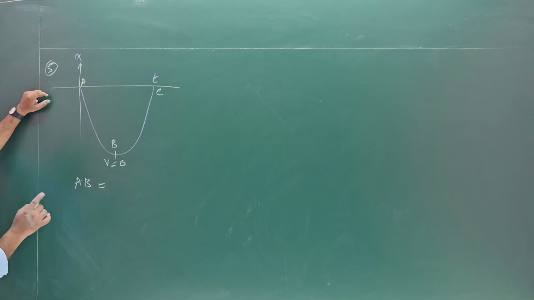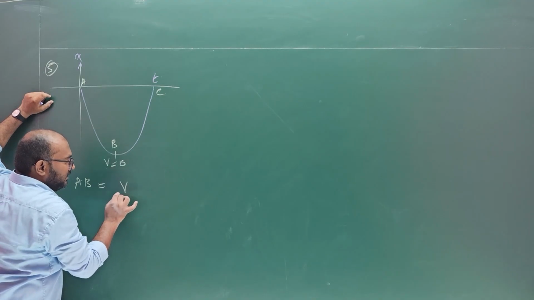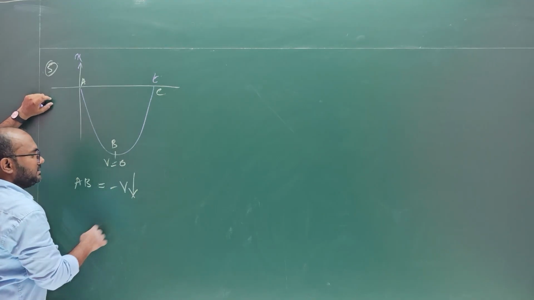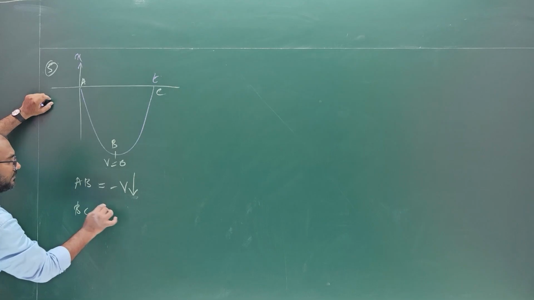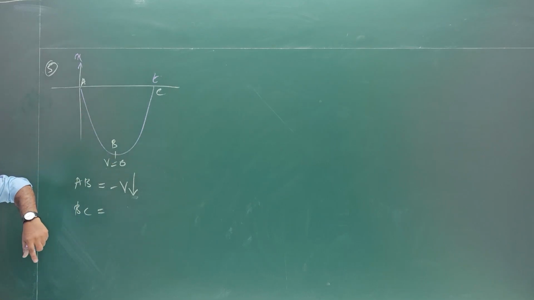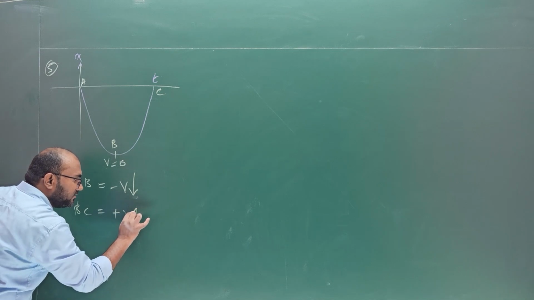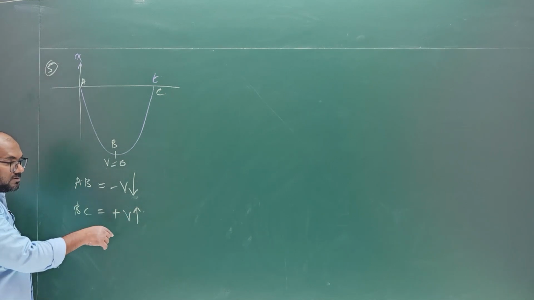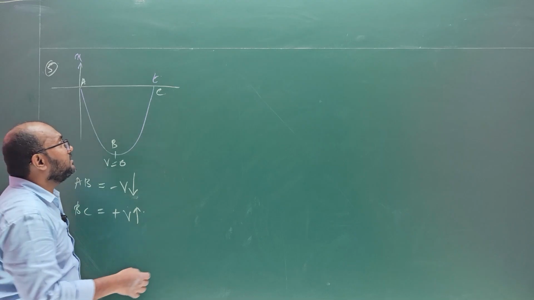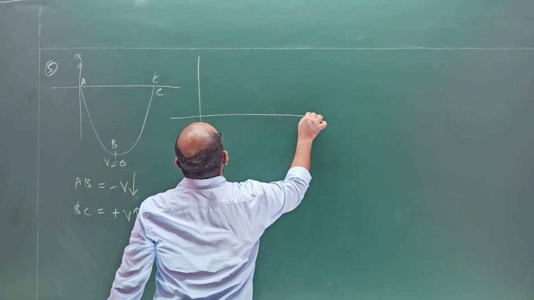Yes or no? So negative velocity is decreasing means, can I say there will be a positive acceleration? Yes or no? So first, negative velocity, and it is decreasing. And from B to C, again negative velocity, and this negative velocity is increasing. Or B to C velocity is what? Positive. Yes, very good. So B to C velocity is increasing. So positive velocity is increased by whom? Positive acceleration.